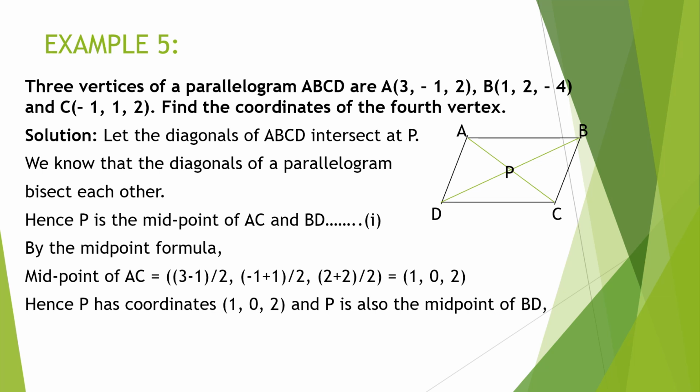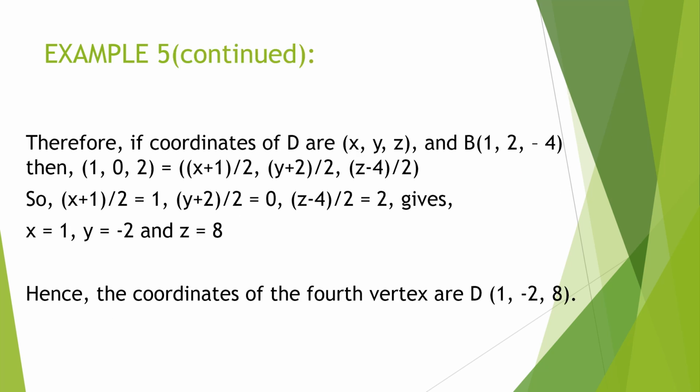What is the formula for the midpoint? Like you have in 2D, but here you have it in 3 coordinates. So for the midpoint of AC, you have the coordinates of A (3, -1, 2) and the coordinates of C (-1, 1, 2). The midpoint will be (x1 + x2)/2, (y1 + y2)/2 and (z1 + z2)/2. Putting the values, you get the midpoint of AC as (1, 0, 2). And this will also be the midpoint of BD. (1, 0, 2) will be the midpoint of BD.